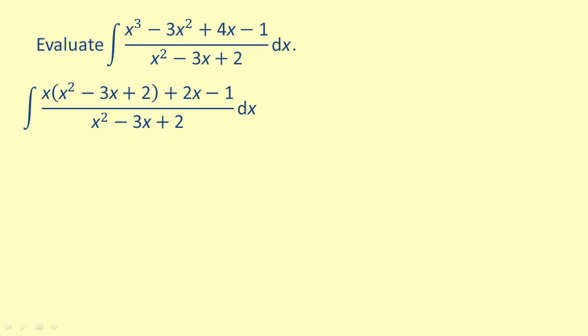Now let's divide. We get the integral of x plus (2x minus 1) over (x squared minus 3x plus 2) dx. Now we have a first term that can be easily integrated, but the second term is not so simple. We cannot use substitution, and since the degree of the numerator is less than the degree of the denominator, we cannot simplify using division. However, when we have a rational expression in which the degree of the numerator is less than the degree of the denominator, we can rewrite the expression using partial fraction decomposition.